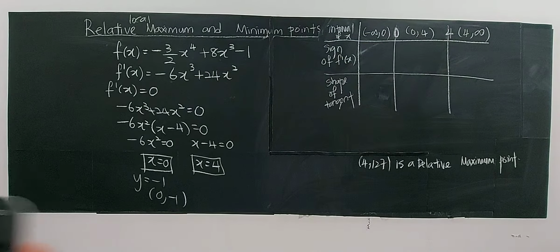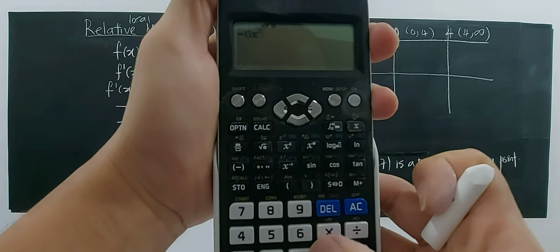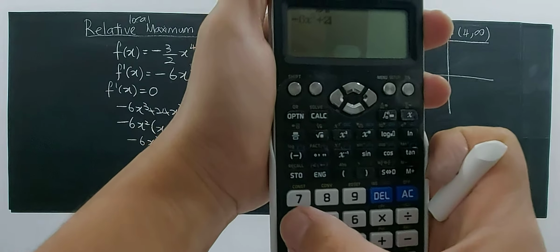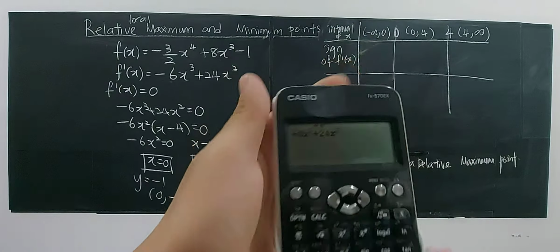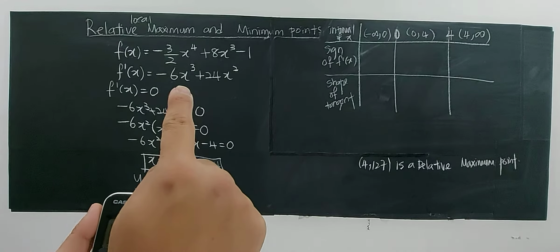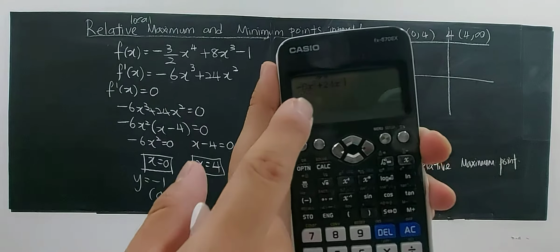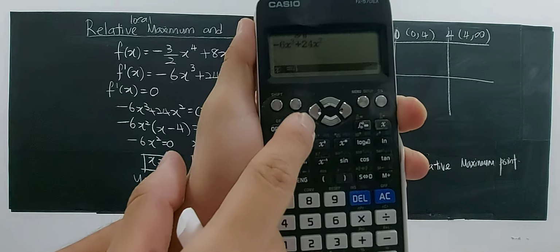Okay, I'm going to key into my calculator, right? So I have negative 6, alphabet x, shift cube, right? Negative 6x cube plus with 24, alphabet x square, right? So you look at this, you have negative 6x cube plus 24x square, right? Negative 6x cube plus 24x square. So now I'm pressing the calculate button, right?